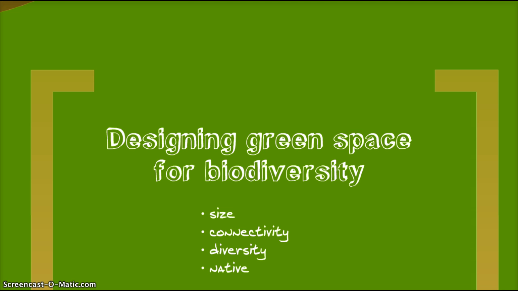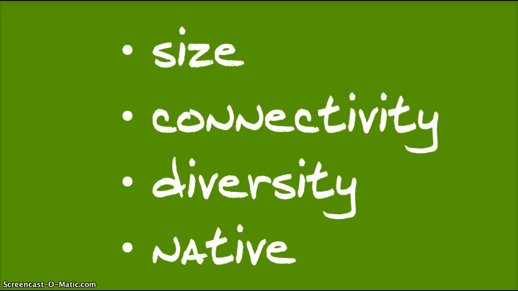So when we design a green space for biodiversity, we have to think about the size of it. Obviously bigger is better, but if you can't have the big spaces, you can have smaller ones that are connected, and a variety of different types of habitats as well, and making sure that we have native species, especially when we're talking about our community or any other community. We want to focus on those native species that are here.